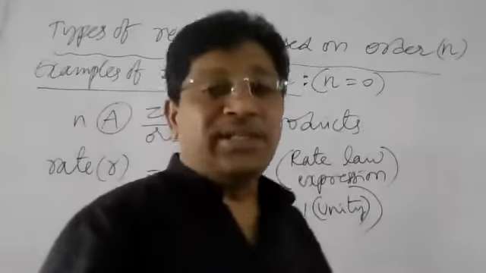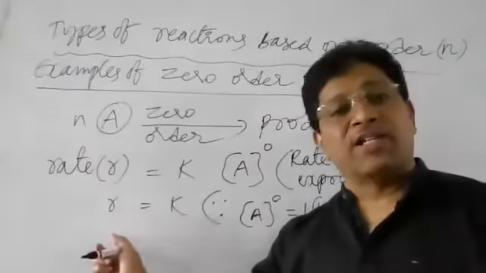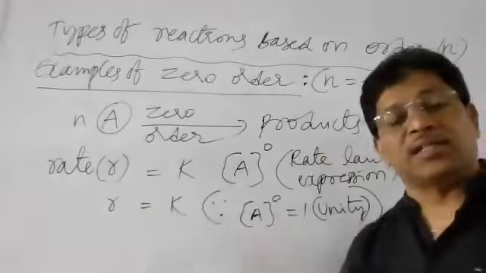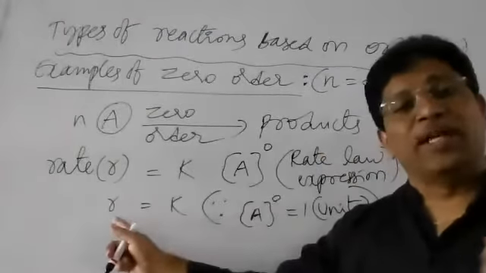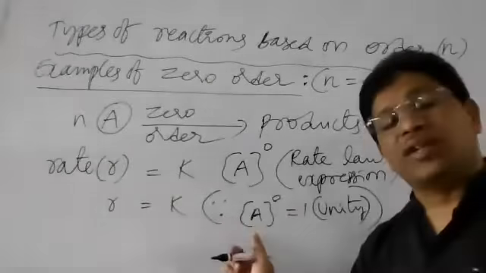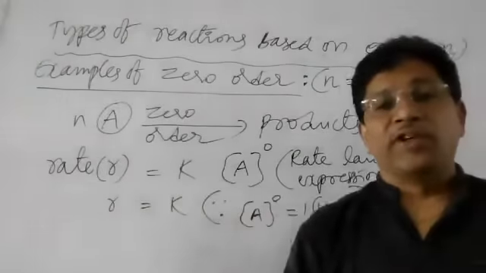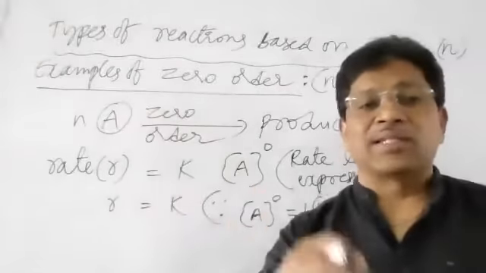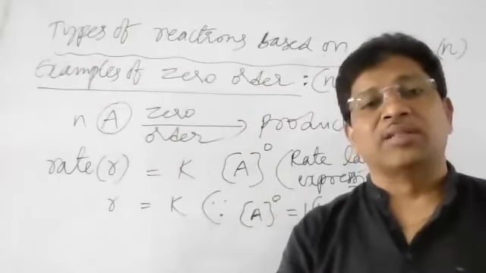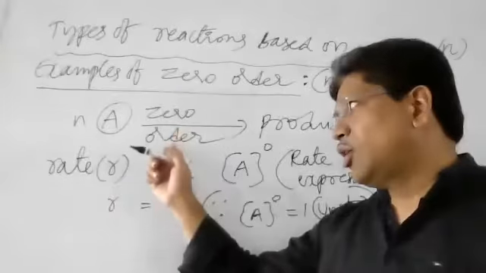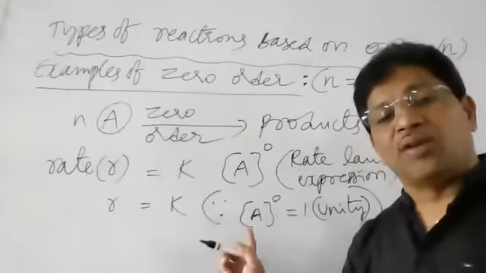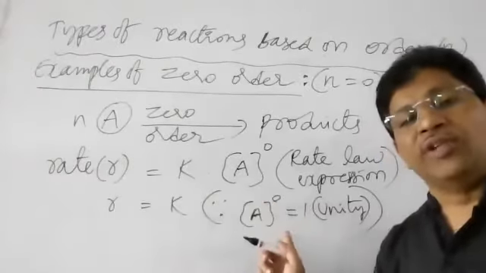So for zero order reaction, the rate of reaction is independent of the concentration of reactant. The rate of reaction meaning what? Speed of reaction. At what speed the reaction is taking place is independent of concentration of reactant taken. Whether you take more concentration of reactant or less, the rate of reaction is independent of concentration of reactant. That is the meaning. And also remember that for a zero order reaction, the rate of reaction is equal to rate constant of reaction, because the concentration of reactant to the power of N is equal to unity.